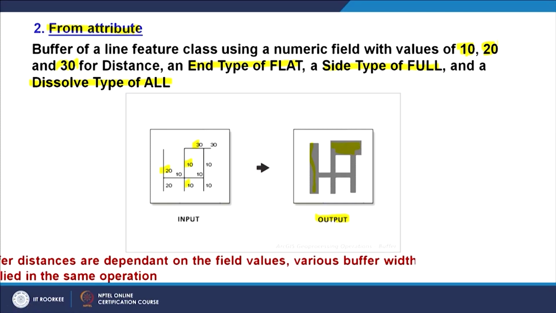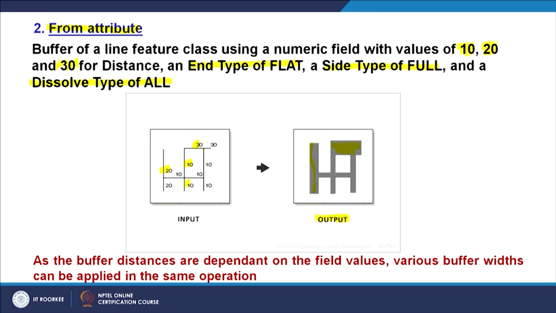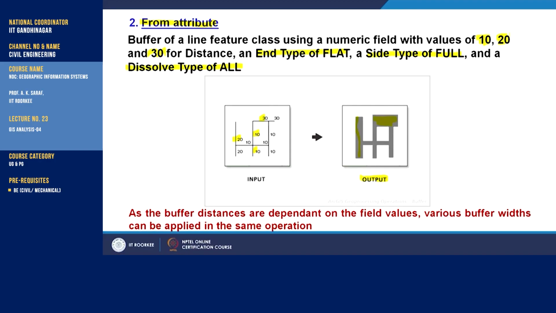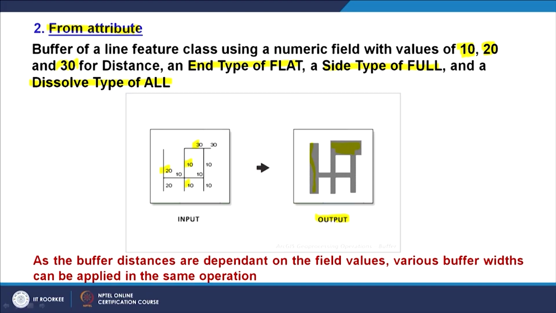the previous example. Now here in this one, as the buffer distances are dependent on the field values, that means one of the attributes, the various buffer widths can be, as you can see here, three types of buffer width created using the same operation as we applied in the previous one, but there we kept only a fixed width or fixed distance. Here the other parameters are the same. No changes are there, but still we are getting different outputs because instead of a fixed width we now have varying width as per the given attributes.